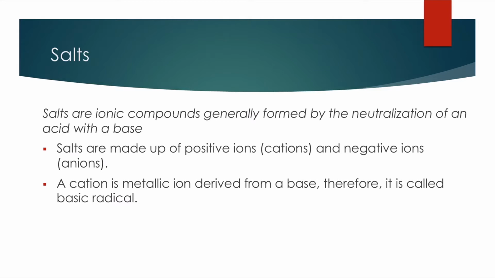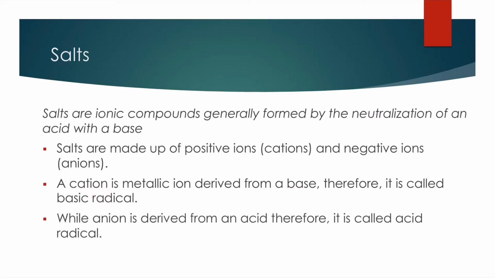The cation is a metallic ion derived from the base. So cation is always derived from the base. Okay, base is the source of cation. Base से क्या आता है? Cation आता है. और acid से क्या आता है? Acid से आता है anion. When cation and anion both meet, they form salts. So always remember cation comes from the base and anion comes from the acid.